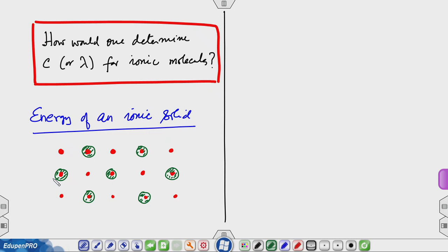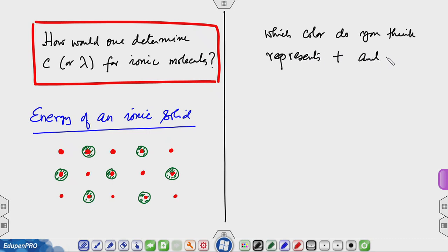So, for fun, let me ask you this question also. Which color do you think represents positive, and which one negative ion? Since I'm asking this for fun, let me make a smiley also.